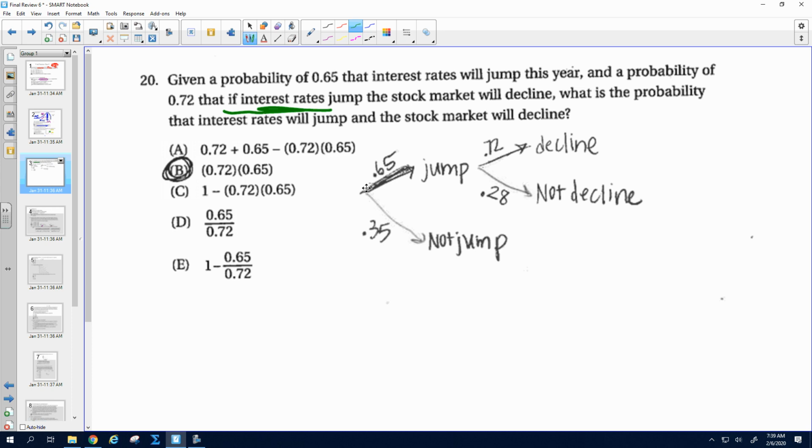So I have 65% that jump and 35% don't. So then if it jumps, there's a 72% decline. So what is the probability that the interest rates will jump and the stock market will decline? So and just means we multiply those two probabilities together. So it is B.